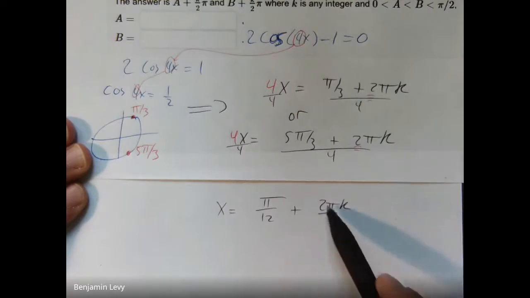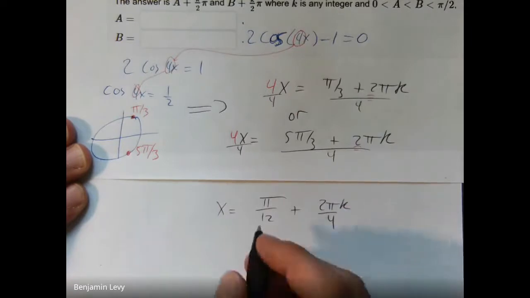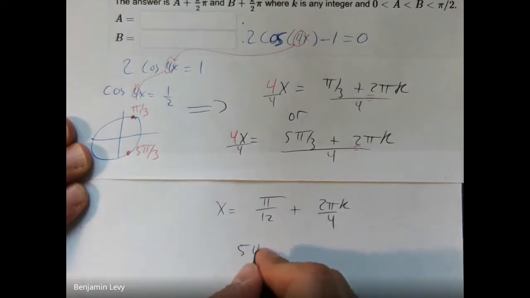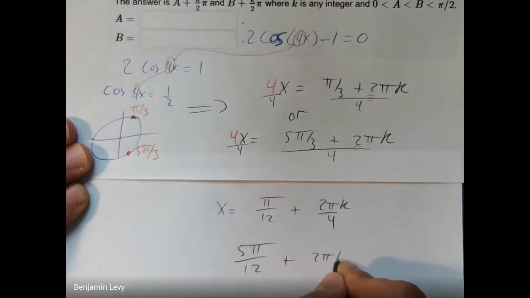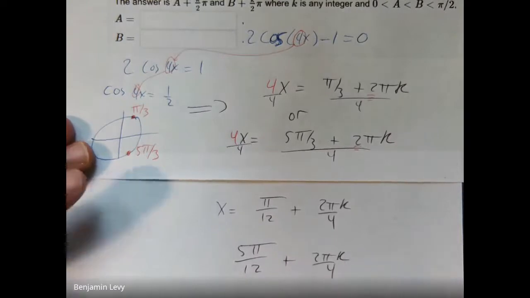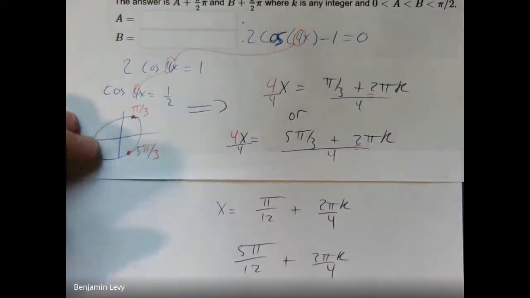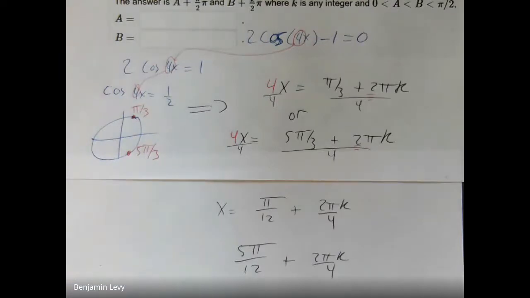And you could reduce that to a 2 if you wanted to. That's fine. Or not. Whatever. I really don't care. And it would be 5 pi over 12 plus 2 pi k over 4. What's important is just that it's not a compound fraction. I'm not going to fuss over reducing fractions. Someone asked me that in an email, I think, too. Like, if I don't reduce this fraction, am I going to lose points? I'm not going to fuss over reducing fractions on this test, or any test for that matter, really.